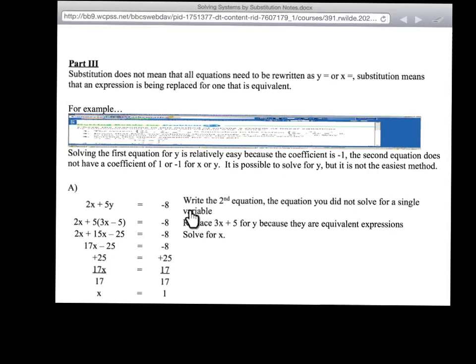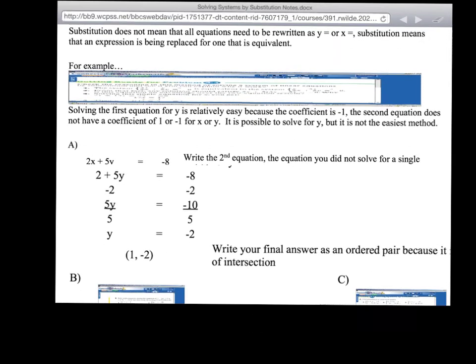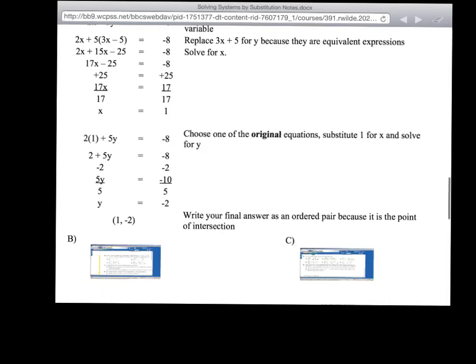So what you want to do is write the second equation, the equation you did not solve for a single variable. Replace y with 3x plus 5 because they are equivalent expressions, and then you solve for x. Choose one of the original equations, not the equation that you rearranged. Substitute 1 for x and then solve for y. Write your final answer as an ordered pair because it is the point of intersection.